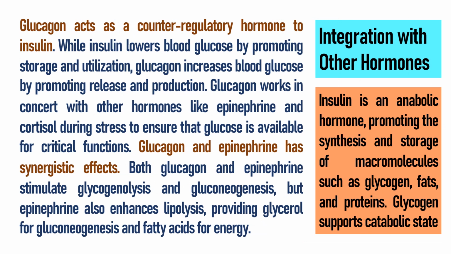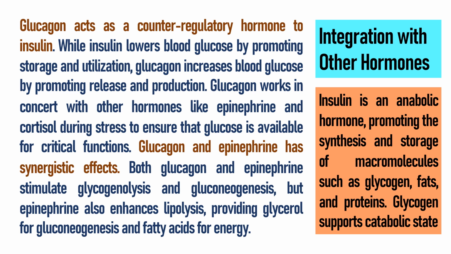Integration with other hormones: glucagon acts as a counter-regulatory hormone to insulin. While insulin lowers blood glucose by promoting storage and utilization, glucagon increases blood glucose by promoting release and production. Glucagon works in concert with other hormones like epinephrine and cortisol during stress to ensure that glucose is available for critical functions. Glucagon and epinephrine have synergistic effects.